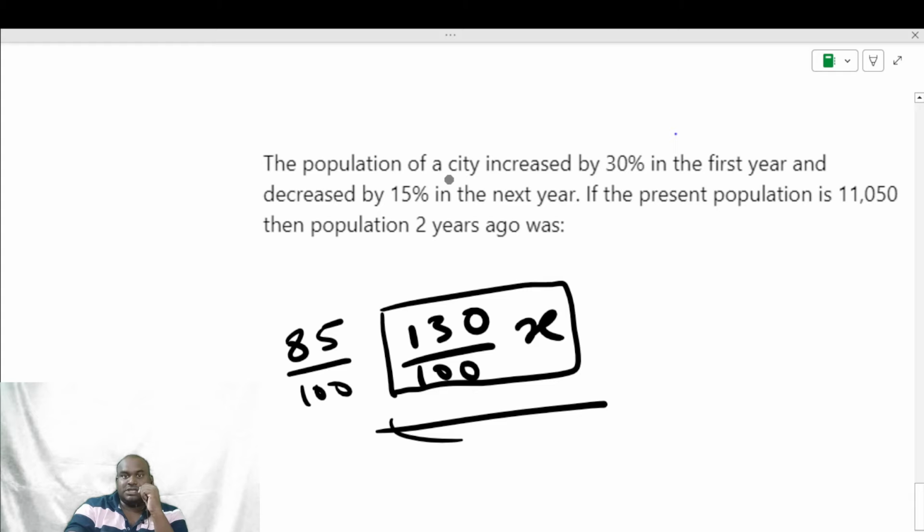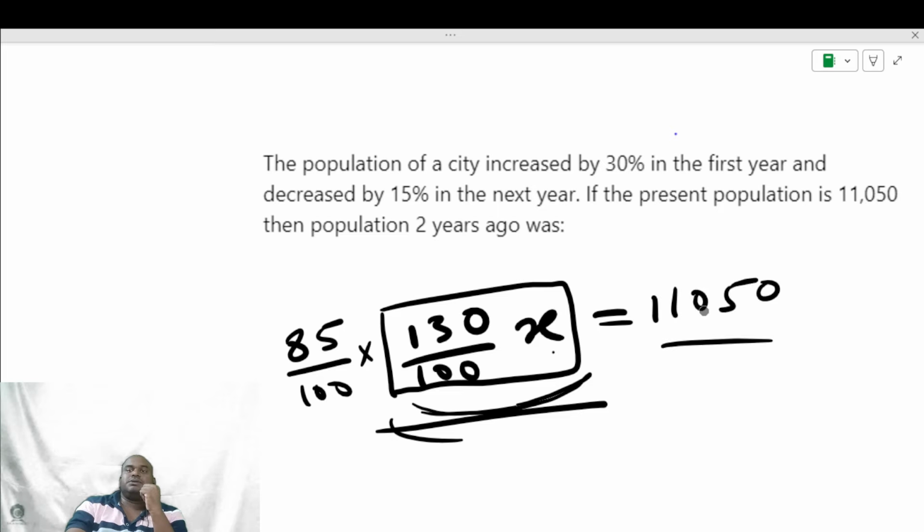The present population is equal to this. Once you multiply these two numbers, it should be equal to this one, because the present population is this one. First it increased. After the increase, it becomes 130 by 100 X. After that, it decreased by 15%, so instead of 100%, it became 85. So 85 by 100 into this one. If you solve this, you will get the answer. And the population 2 years ago is asked, meaning he is asking about the X value. The zeros cancel X.